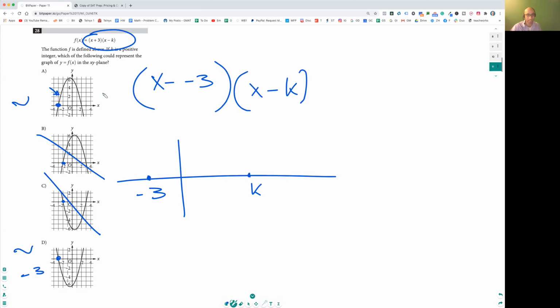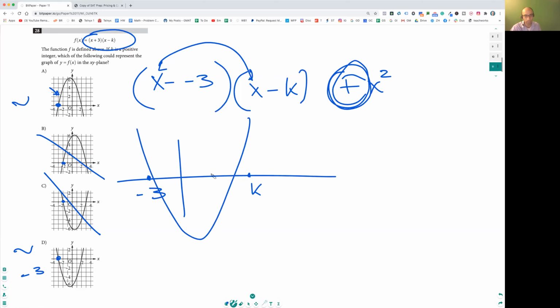Now, out of these, all you gotta remember is when you multiply x and x, if the value is positive, guys, when you FOIL it and multiply this, you get x squared, which has a positive in front of it. It means it's gonna be positive. It's gonna go up like this, okay?